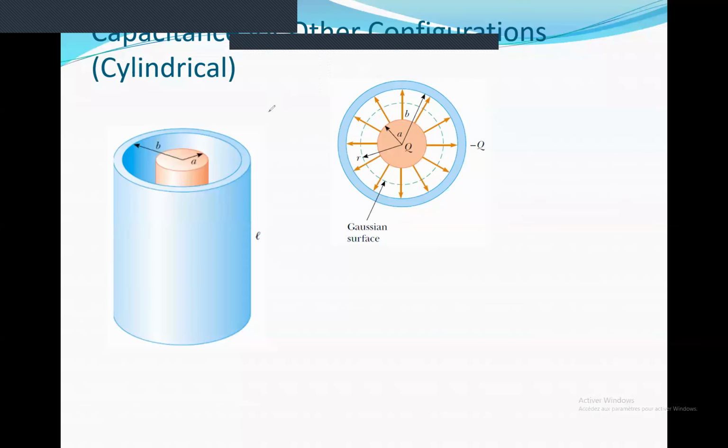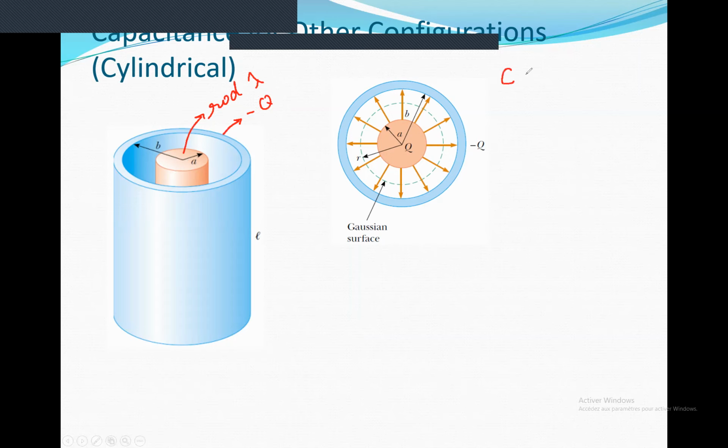Here we take a capacitor with a cylindrical configuration. I need to calculate the capacitance C of this capacitor. As you see, we have a cylindrical shell, negatively charged, minus Q, and inside we have a rod with lambda charge density. It's a negligible thickness. I need to calculate the capacitance.